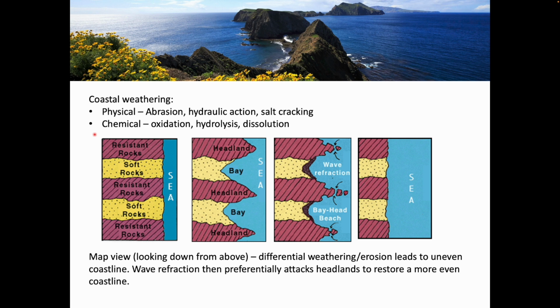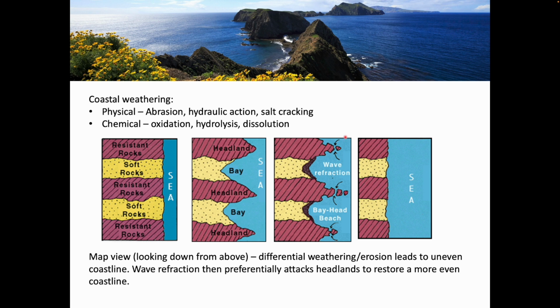One of the primary coastal erosion processes is that of the formation of headlands and bays. So when we look down from above, we can see that differential weathering or erosion leads to an uneven coastline. Wave refraction then preferentially attacks the sides of headlands to restore a more even coastline. So you've got your resistant rocks and your soft rocks. Over time, these soft rocks will erode faster and produce bays.